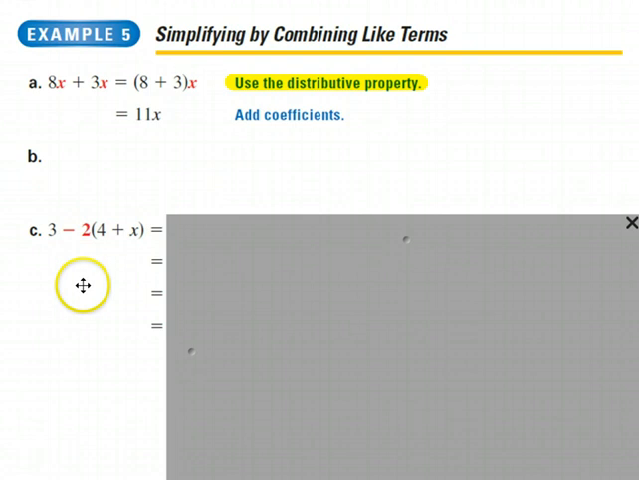Now, question C here. This is a fairly typical combination of distributive property and combining like terms. Let's see if we can solve this one. The first thing we would have to do is distribute that -2.